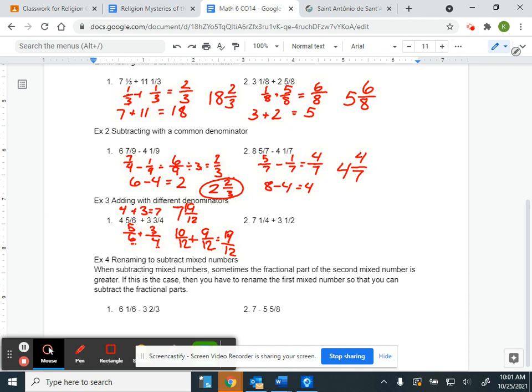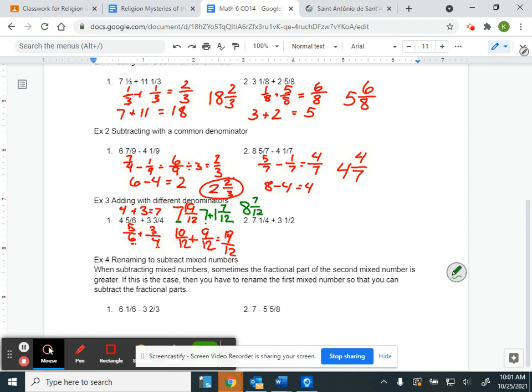Let's use a different color. 12 can go into 19 one time, and we're left with 7 twelfths left over, because 19 minus 12 is 7. But we still have our whole number of 7. So now we have 2 more whole numbers to add together. That's 7 plus the 1. So that gives us 7 plus 1 is 8 and 7 twelfths.